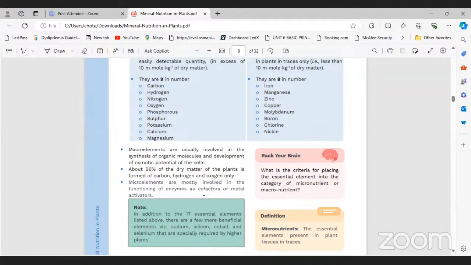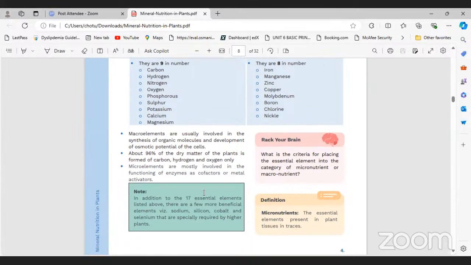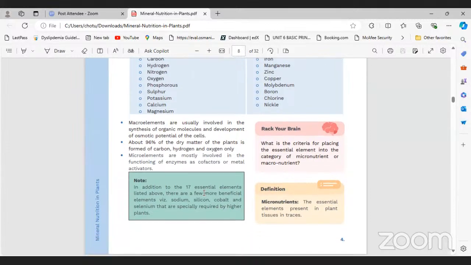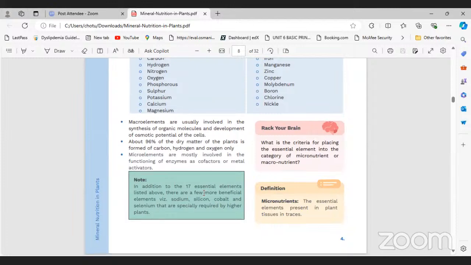What is the criteria for placing elements in the essential category? That is the definition: micro element, micronutrient, the essential elements present in plant tissues in trace amounts. In addition to the 17 essential elements listed above, there are a few more beneficial elements, sodium, silicon, cobalt, selenium, that are specially required by higher plants.